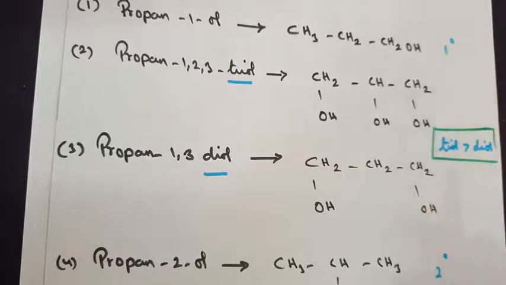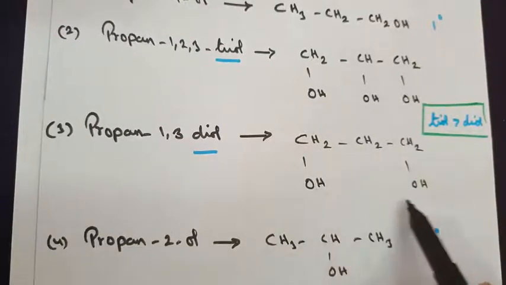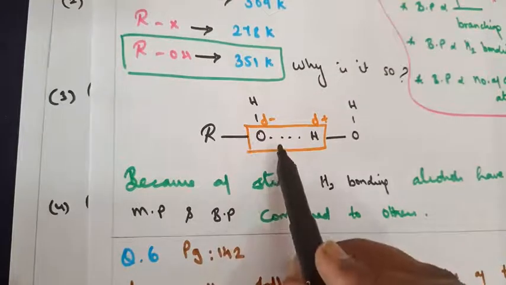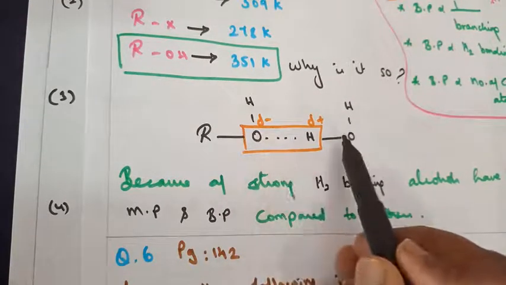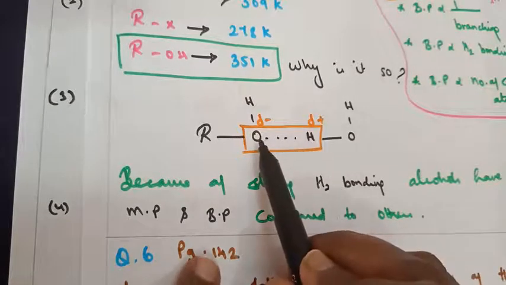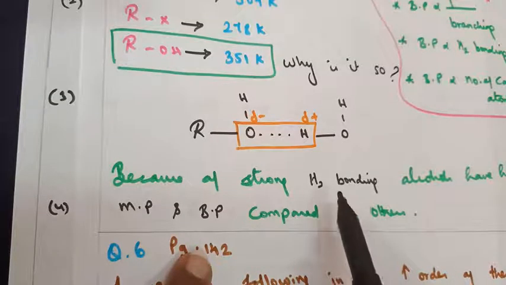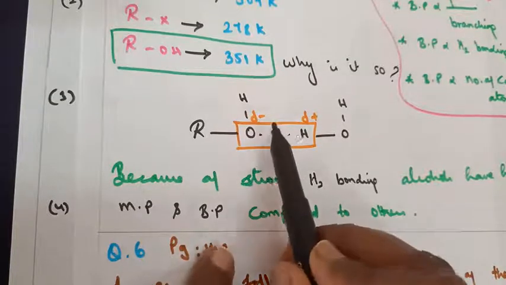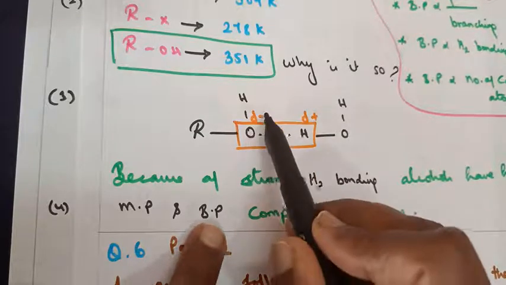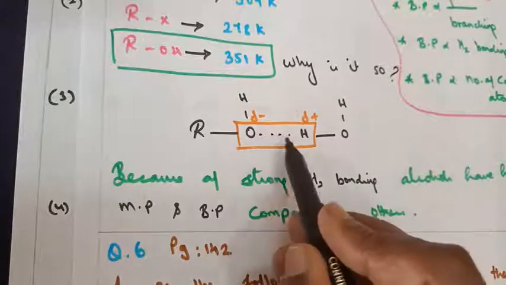Moving to the second and the third one. If you look at it, 3 hydroxyl groups are there here, and 2 hydroxyl groups here. If you remember, I told you that when alcohol combines with another molecule, a bond is formed between oxygen and hydrogen. This is termed hydrogen bonding. It is a strong bonding because the bond is formed between a highly electronegative atom and a partially electropositive atom. So this bond is stronger.